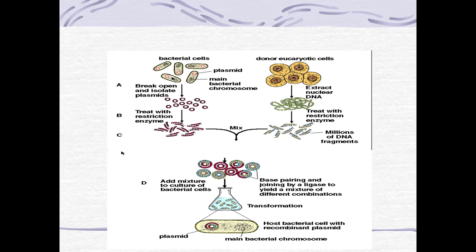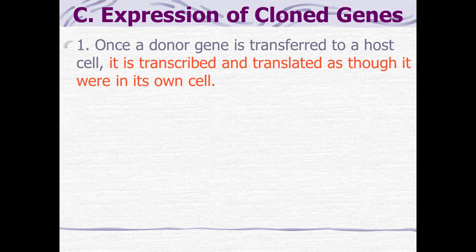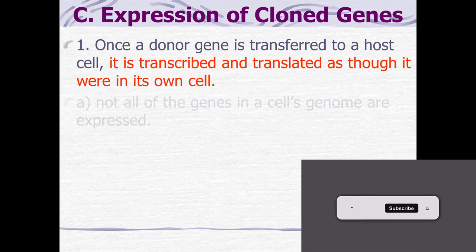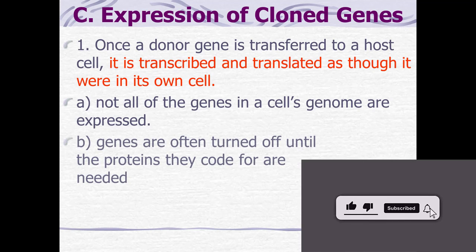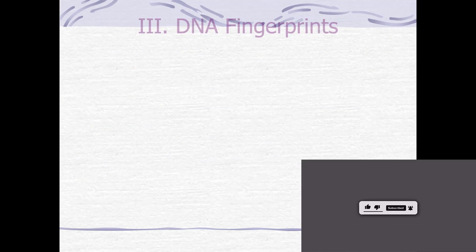This is the diagrammatic explanation of the production of insulin. Expression of cloned genes: once a donor gene is transferred to the host cell, it is transcribed and translated as though it were in its own cell. Not all of the genes in a cell's genome are expressed. Genes are often turned off until the protein they code for is needed.